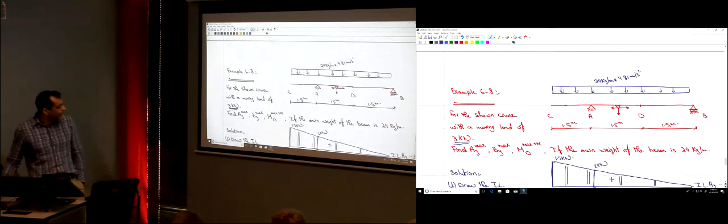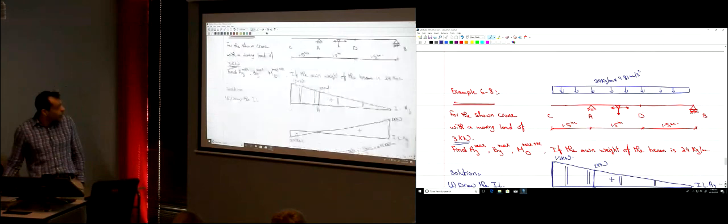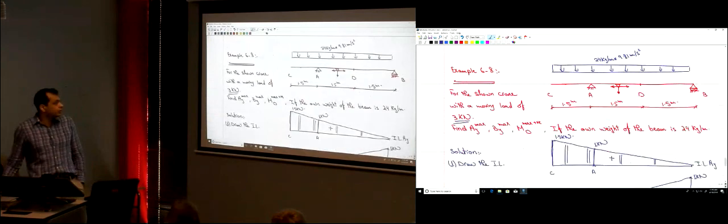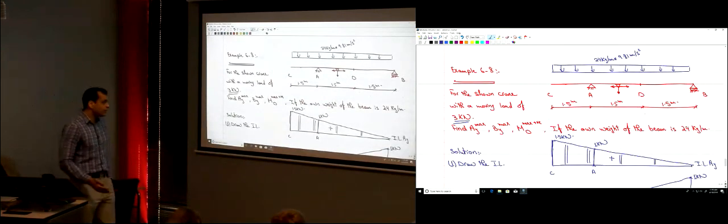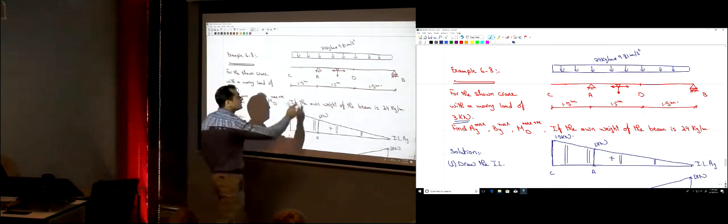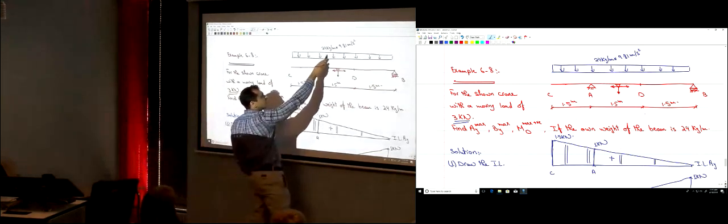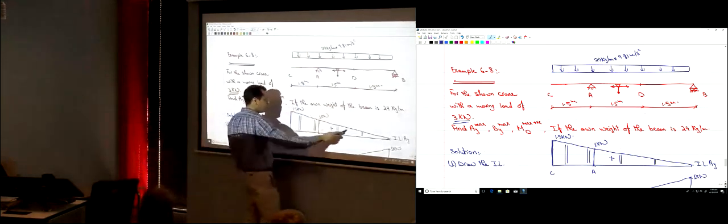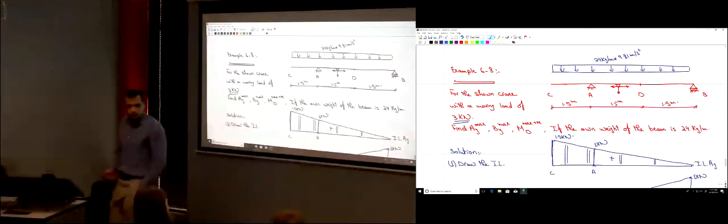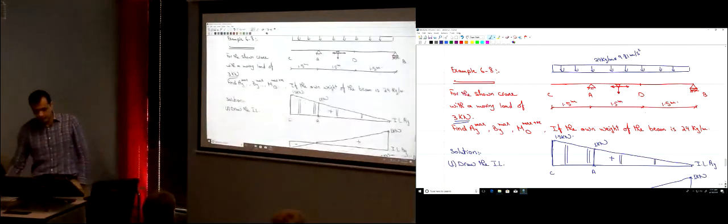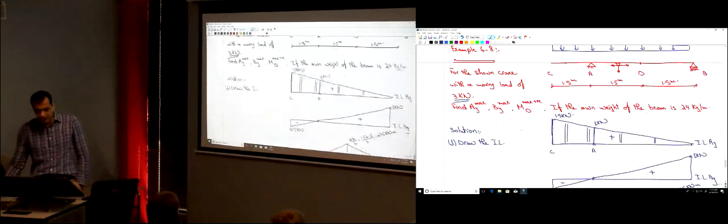I want to find AY as well due to this uniform load. How can you do this? If you already have the influence line drawn, just multiply the magnitude of the uniform load, W, by the area of that influence line, the area over which it's applied.